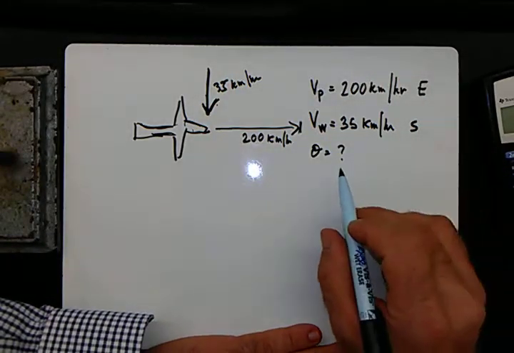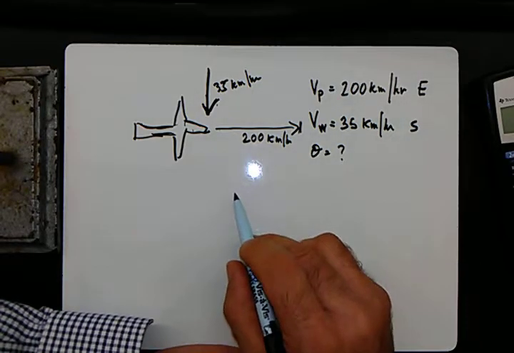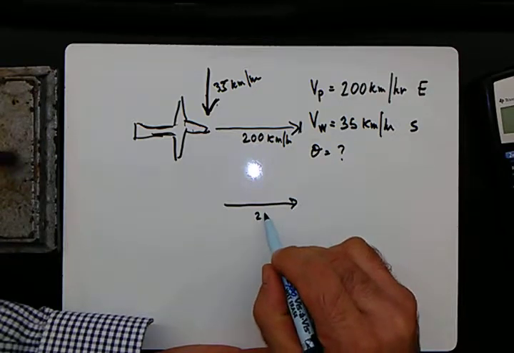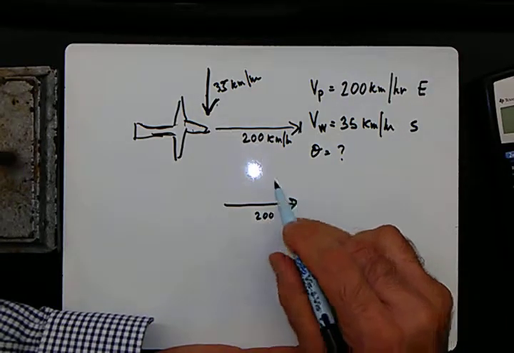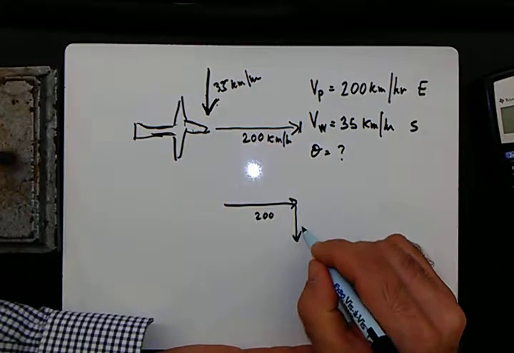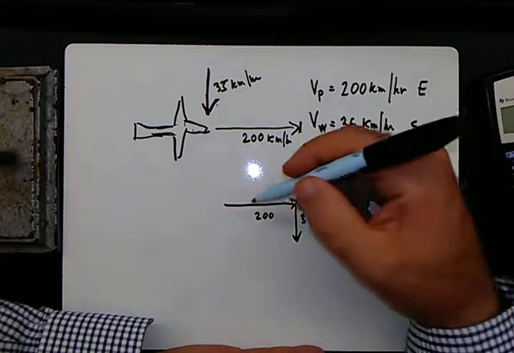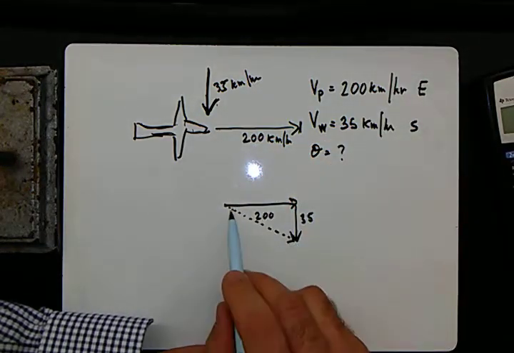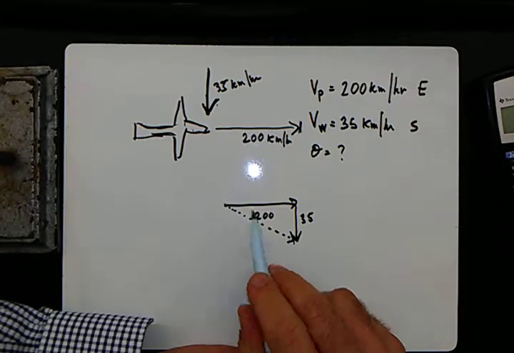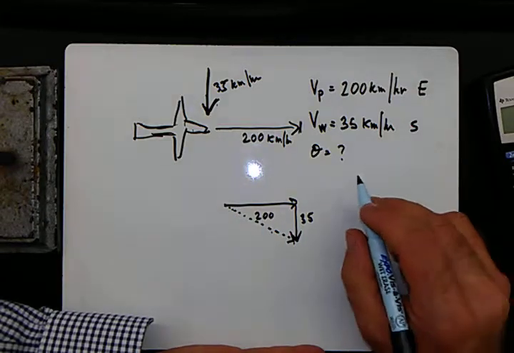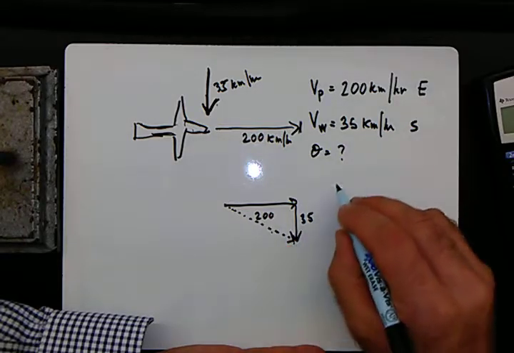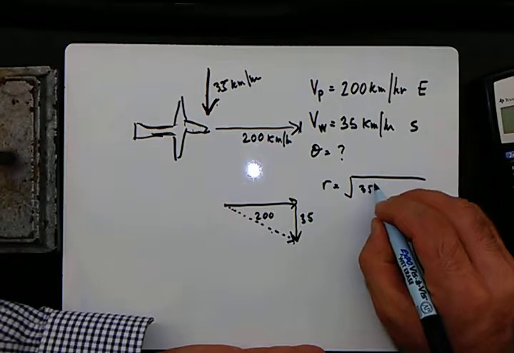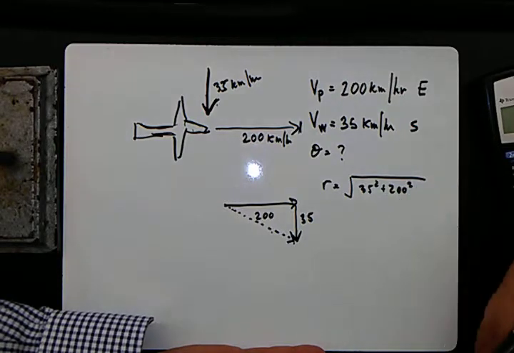So let's do it. Let's add up the vectors. If I draw a picture of the addition of vectors, I have a 200, and again, it's not to scale, that's okay. Then I have a 35 attached to that. If I find the resultant velocity, I'm going from here to here, beginning to end. This is my resultant, so we'll call that R. The resultant equals the square root of 35 squared plus 200 squared. Let's do that math.